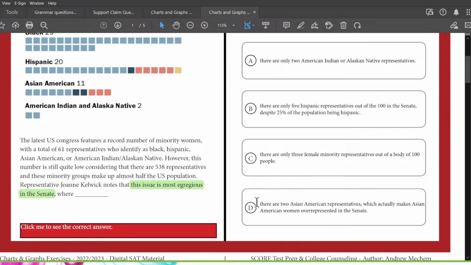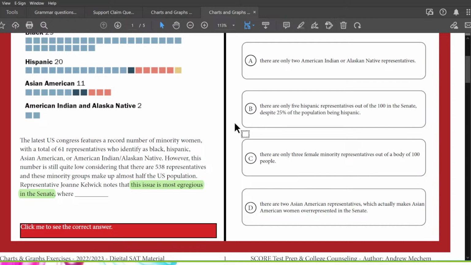If I take a look at D, it also says there are 2 Asian American representatives, which is true. There are 2 in the Senate, which actually makes Asian American women overrepresented in the Senate. That part is not logical to the rest of this because we're talking about them being low, being underrepresented. So it wouldn't make sense for me to spotlight the one case where they are actually overrepresented.